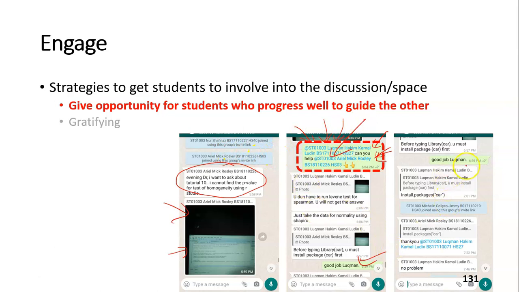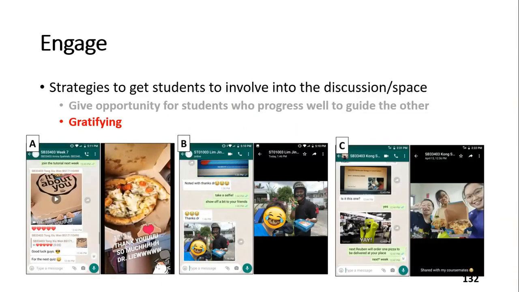Whenever they do a good job, I will send them an emoji. So there's a pizza emoji, though it's not shown here. From time to time, after they collect enough pizza, I will buy them real pizza. Okay. So this is one way to encourage them and get them engaged.